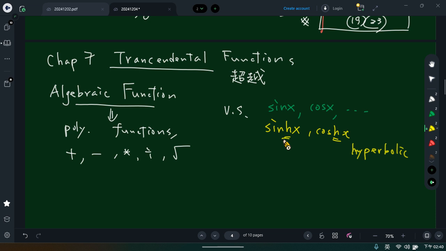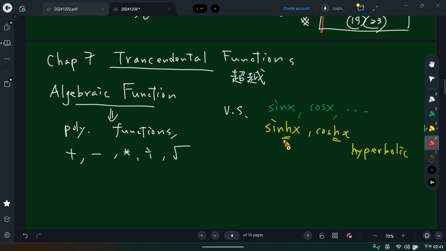Hyperbolic functions are also a set of functions. There are 6 hyperbolic functions, very similar to the trigonometric functions. We know we have 6 trigonometric functions, right? But for hyperbolic, the family also includes 6 functions: hyperbolic sine, hyperbolic cosine, hyperbolic tangent, hyperbolic secant, and hyperbolic cosecant. For this part, maybe we will just reach it next semester.